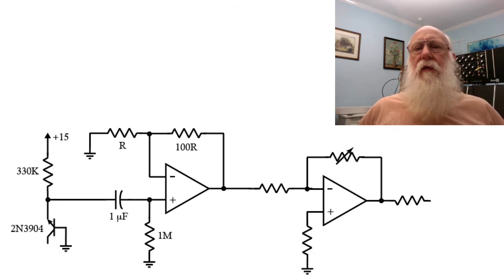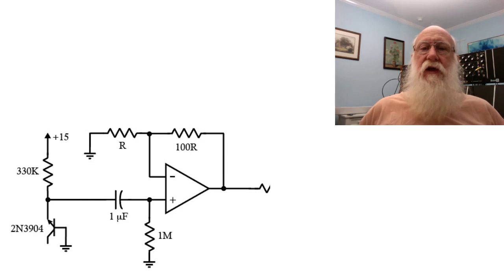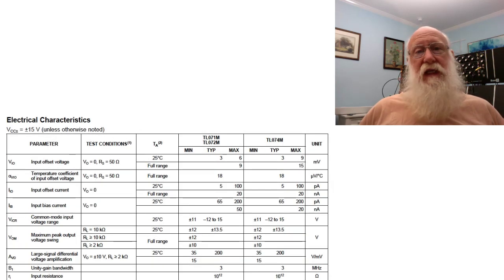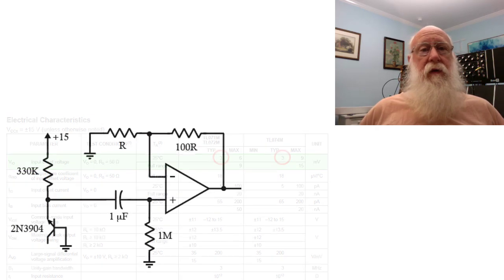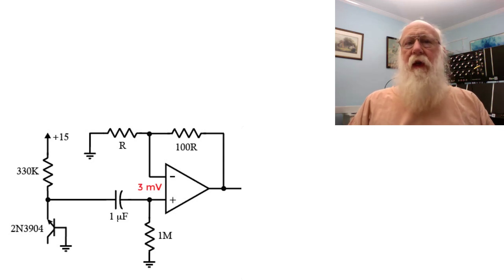Let's go back for a moment and look at that first stage. Now, if we look at the specs for the 07 series of op amps, we see that the input offset voltage is typically about 3 millivolts. Now, let's think about what we're doing here. We have about a 3 millivolt DC offset at the two inputs, and with a gain of 100, that's going to give us about a third of a volt DC offset at the output of this stage.